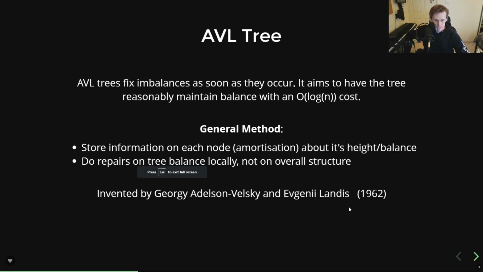So the general method we follow is that we store information on each node about the node or the subtree or the tree's height and balance. So each tree has a kind of a persistent sense of how balanced it is. And then what we do is we do repairs on tree balance. We do local tree balance repairs, not on the overall structure. And it's called AVL trees because of the two people that kind of invented it in the 60s, a long time ago, Georgy Adelson-Velsky and Evgeny Landis.